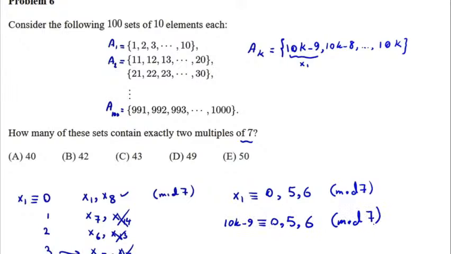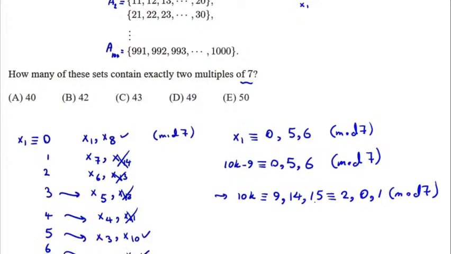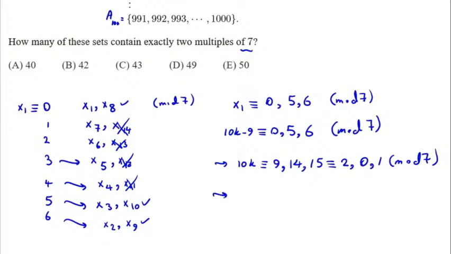Now, we add 9 to both sides. So 10k will be 9, 14, 15, and we know that they will be 2, 0, and 1 mod 7, because 9 is 2, 14 is 0, and 15 is 1 mod 7. Now, in the next step, we multiply by 2, 20k will be 4, 0, and 2 mod 7.